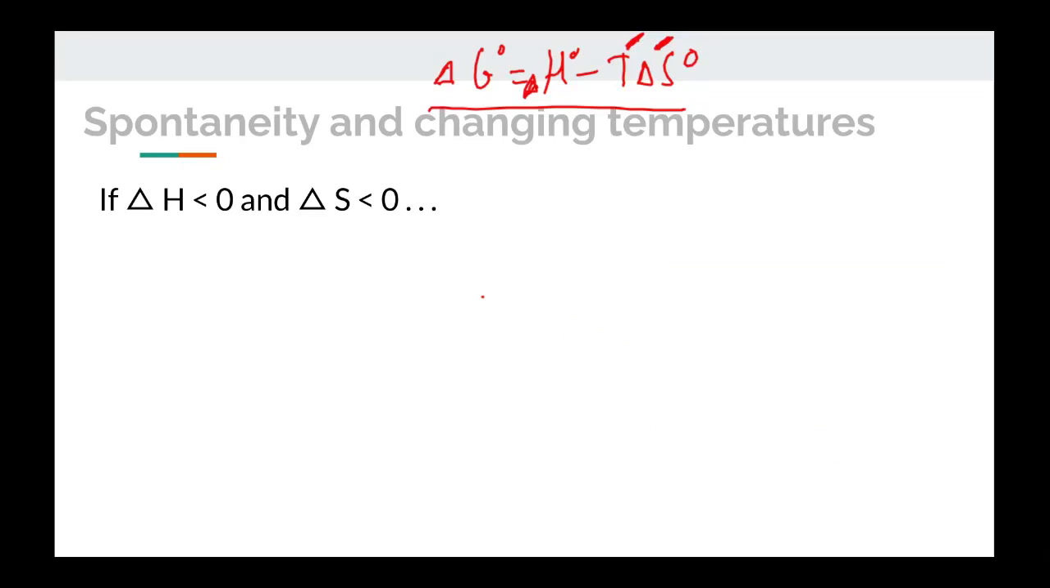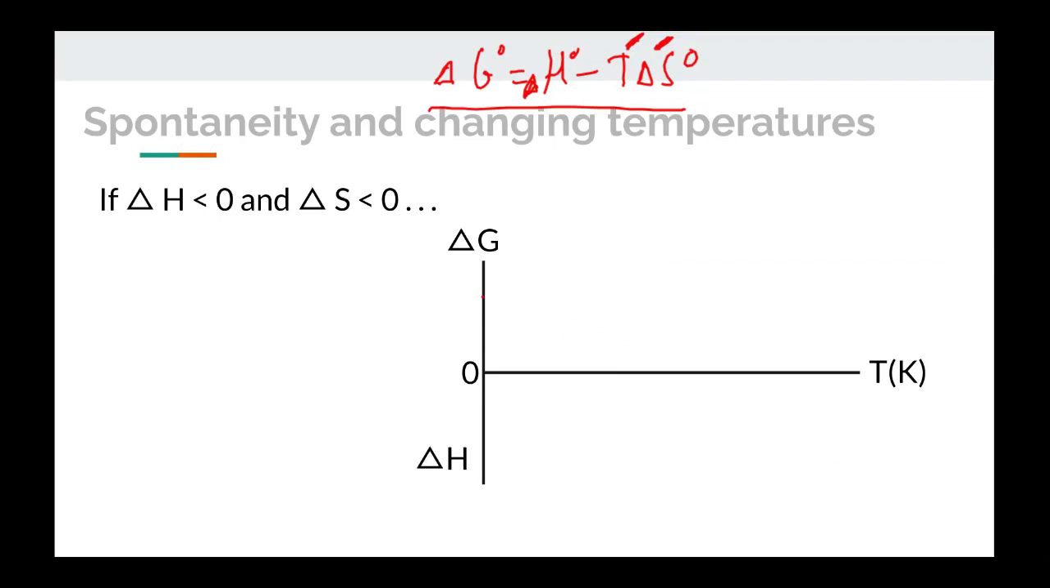Next case, if they're both negative. This was the other one of the we're not sure, it's not always certain if it's going to be spontaneous or not spontaneous. We can visualize it the same way that we did before. If you're at absolute zero, then delta H and delta G are the same number, and it's negative in this case. But if delta S is negative, then T, which is always positive, times a negative delta S, you're subtracting a negative number that's getting bigger and bigger in magnitude from a negative number, which means it's becoming more and more positive.